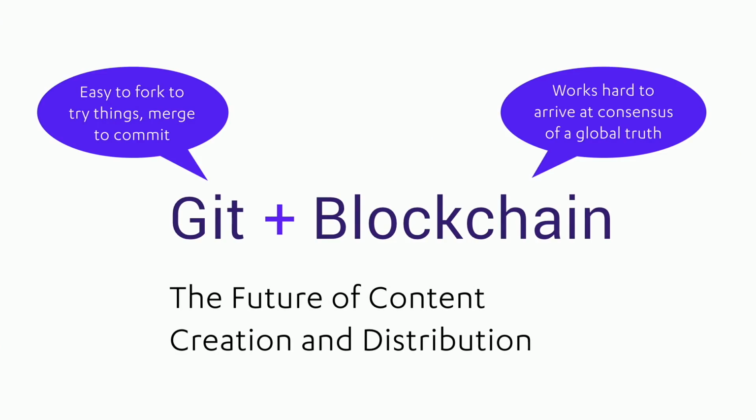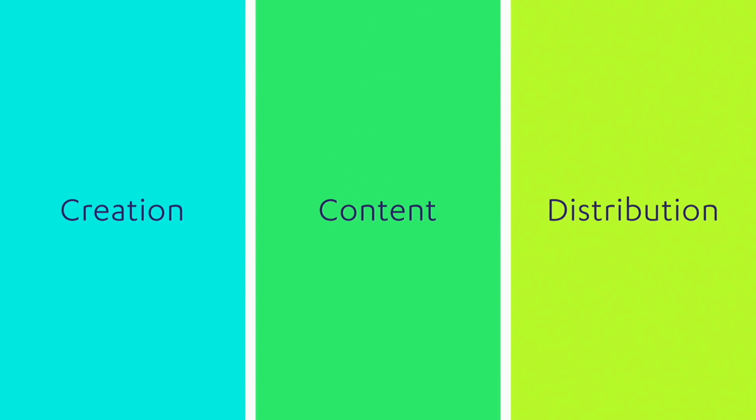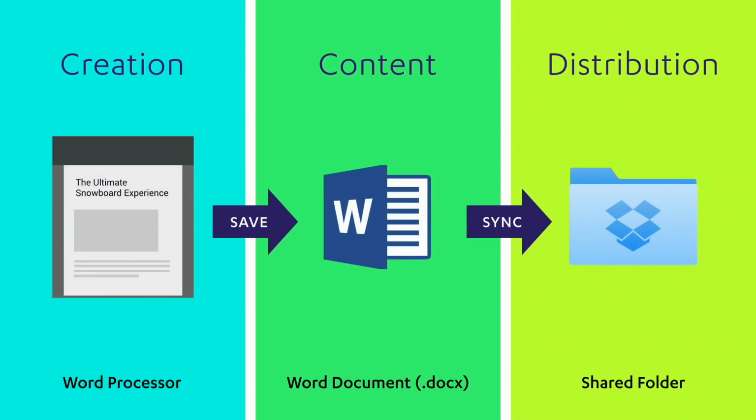And the best way to look at this is to go back to the video, The Future of Content Creation and Distribution, and kind of tease out the words content creation and distribution and look at them separately. So let's use an example that has nothing to do with Git or any type of crazy jargon or blockchain. Let's think about just word processing.